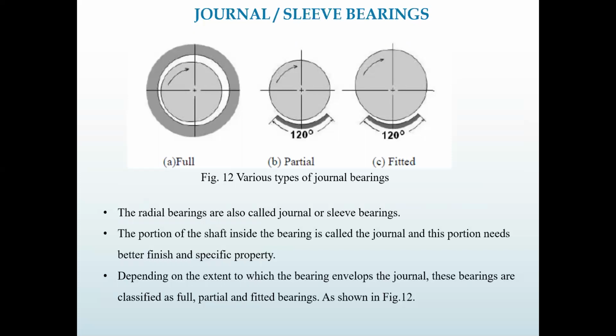Now, these can be called a journal or sleeve. The radial bearing is also called a journal or sleeve, but if you are not using any rolling element, then it is called a journal bearing. The portion of the shaft inside the bearing is called the journal, and this portion needs a better finish and specific properties. There is no rolling contact between the surface and hole. There is only one sleeve provided.